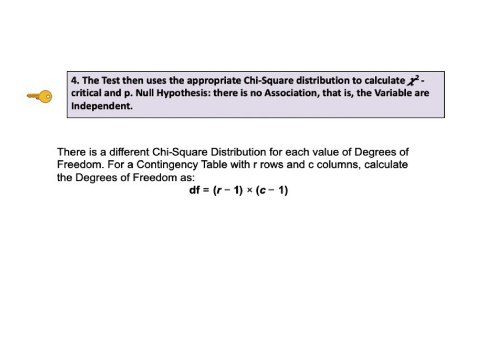The test then uses the appropriate chi-square distribution to calculate chi-square critical and P. Again, the null hypothesis states there is no association, that is, the variables are independent. There is a different chi-square distribution for each value of its degrees of freedom. For a contingency table with R rows and C columns, we calculate the degrees of freedom as df equals R minus 1 times C minus 1, where R is the number of rows and C is the number of columns. In our meal preference example, df equals 3 minus 1 times 2 minus 1, and it equals 2.